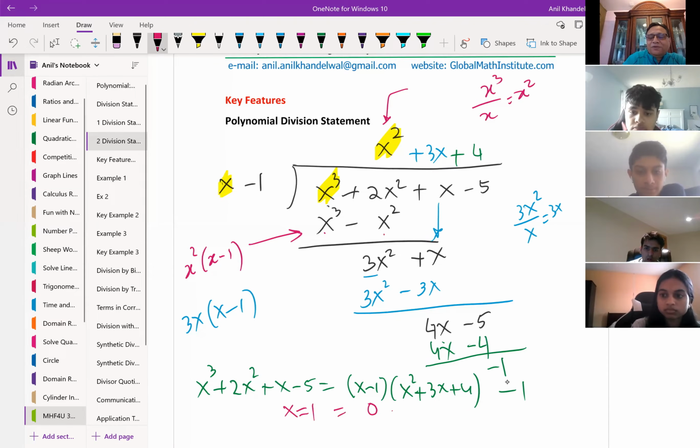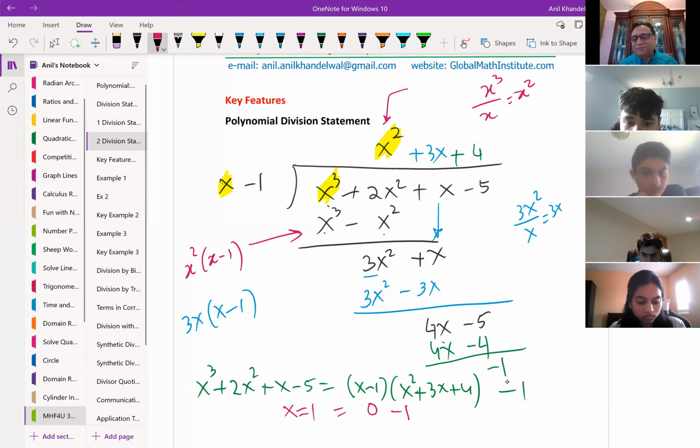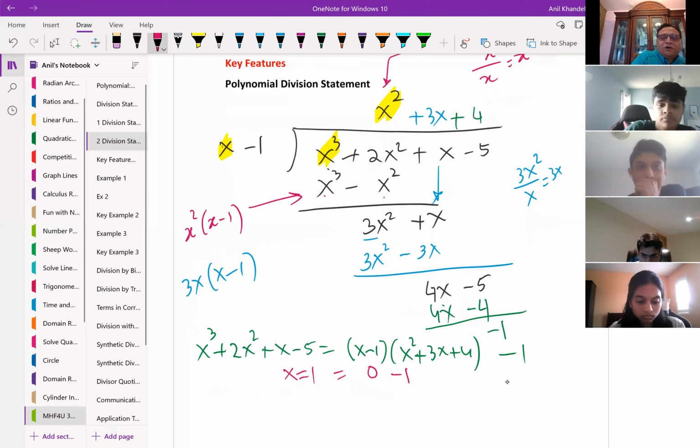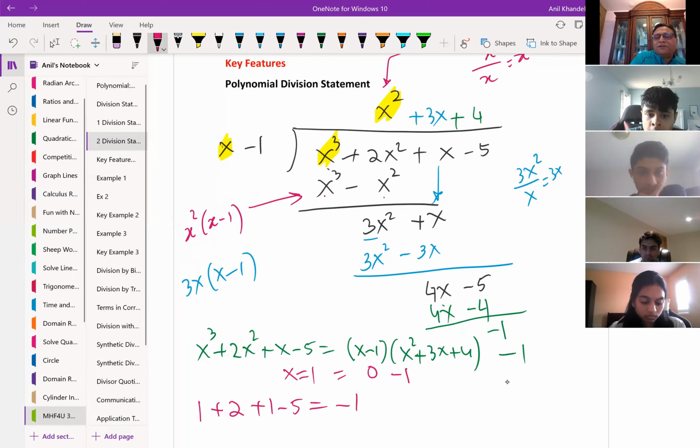I get minus 1. Do you see this? If I substitute x equals 1, I get just minus 1. Is that okay? Now, the left-hand side should also be the same, only then both are equal. So let me substitute 1 here. On the left-hand side, 1 cubed is 1, plus 1 times 2, plus 1, minus 5. What do I get? 1 plus 2, 3. 3 plus 1, 4. 4 minus 5, minus 1. Do you see both are equal?